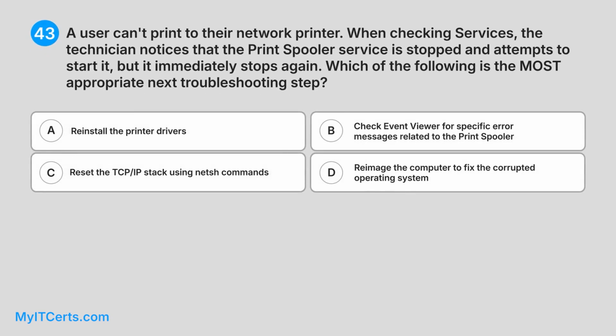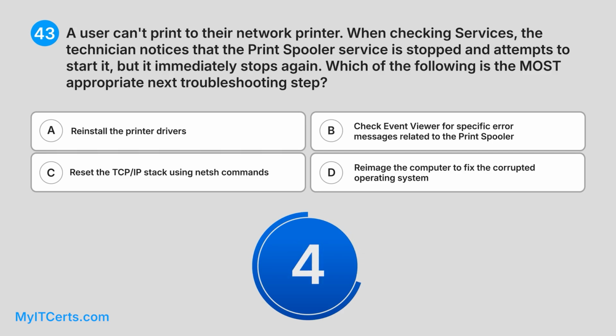43. A user can't print to their network printer. When checking services, the technician notices that the print spooler service is stopped and attempts to start it, but it immediately stops again. Which of the following is the most appropriate next troubleshooting step? A. Reinstall the printer drivers. B. Check Event Viewer for specific error messages related to the print spooler. C. Reset the TCP/IP stack using netsh commands. D. Reimage the computer to fix the corrupted operating system. Do you know the answer?